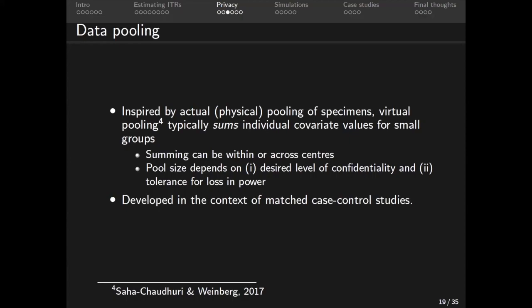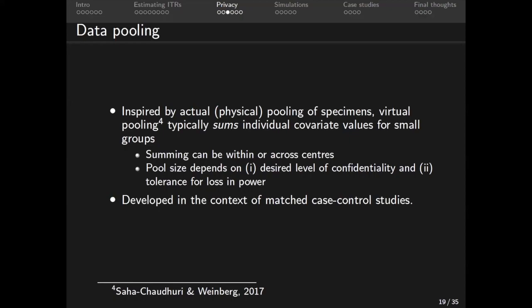It was something that was considered again at the start of COVID when testing was really restricted. Okay, so again, the idea is you stick things physically together in a pool and just test one of them. We're not really testing here, but we are pooling information across samples. Typically, it's done by summing within centers. It can be done across centers, but summing across centers, again, requires sharing data across centers, which is what we're trying to avoid. So this idea of pool size, it's often done on a covariate by covariate basis.